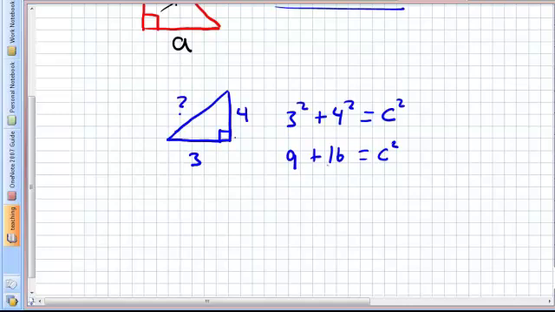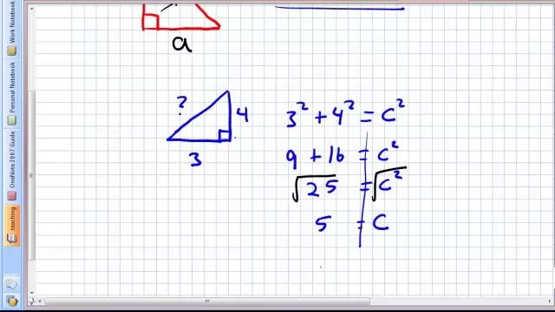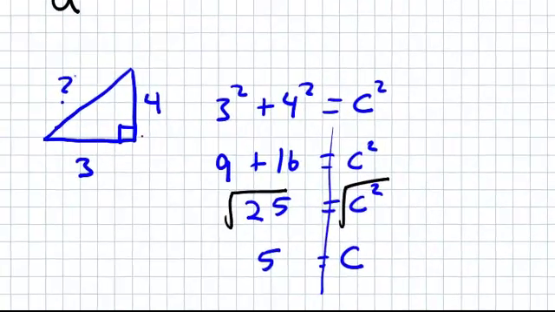9 plus 16, we'll draw our magic line like we did last year in geometry class. 9 plus 16 is 25, equals C squared. We don't want C squared, we just want C, so I'm going to take the square root of 25 and the square root of C squared. The square root of 25 is 5, and the square root of C squared is just C all by itself. So 5 is equal to C, so I know that this side is equal to 5. There's my triangle: the lengths are 3, 4, and then the longest side, side C, is 5.